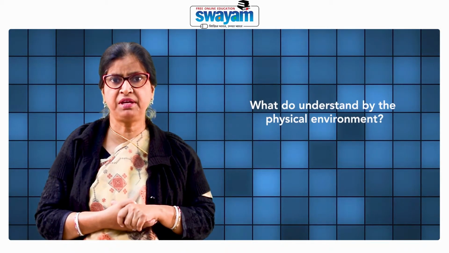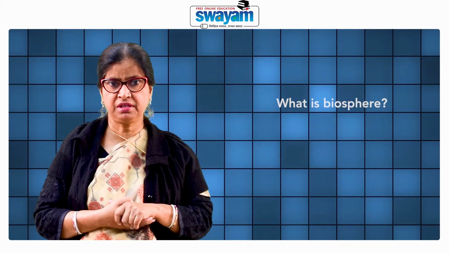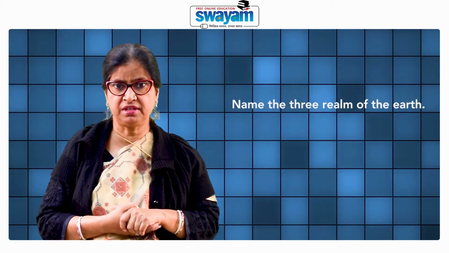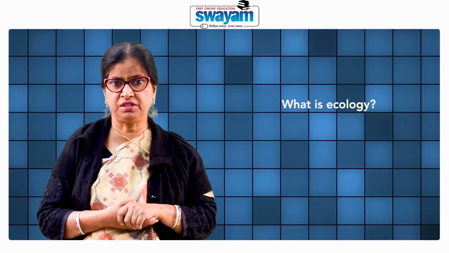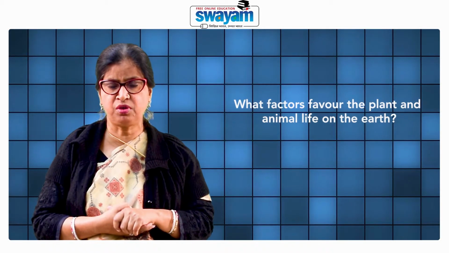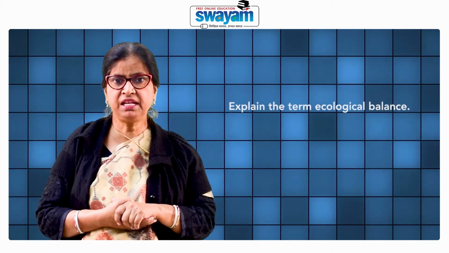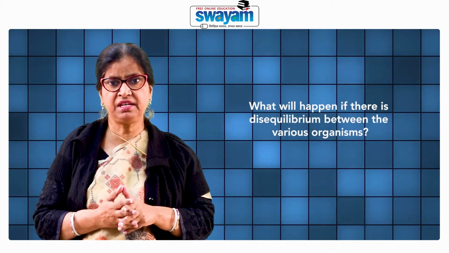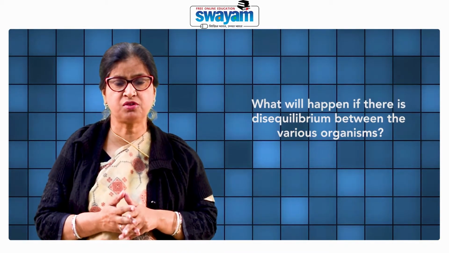Study one chapter here, lesson 1, the environment. Some key questions of this lesson are: What do you understand by the physical environment? What do you understand by organic environment? What is biosphere? Name the 3 realms of the earth. What is ecology? What factors favor the plant and animal life on the earth? Explain the term ecological balance. What will happen if there is disequilibrium between the various organisms?